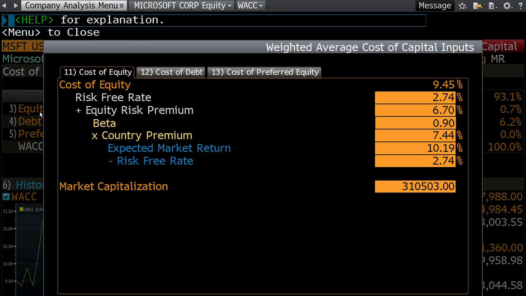First thing to note when we click on the cost of equity is that it shows you what their cost of equity estimate is, the 9.45%, and then they show you the model that they've used to calculate it and the parameters that they've used there. So the risk-free rate that Bloomberg is assuming is 2.74%. The equity risk premium comes from the same model that we were using, the CAPM type model, with a beta of 0.9 times the country risk premium. Notice the risk premium that Bloomberg is using is 7.44%. Together, these give them their total cost of equity.